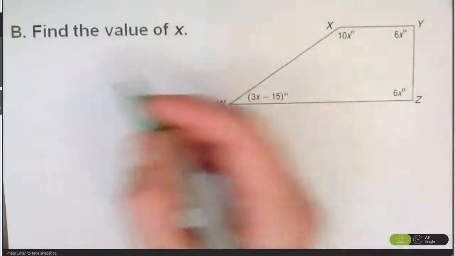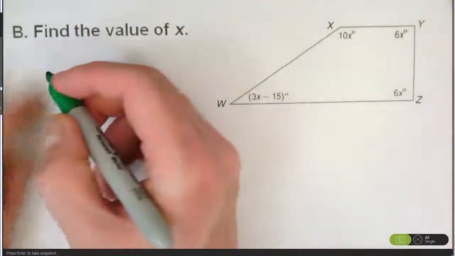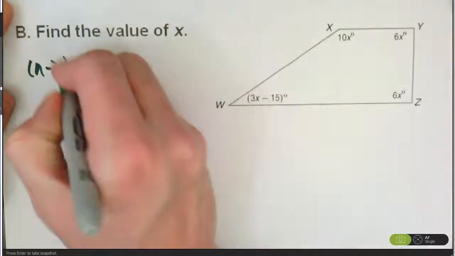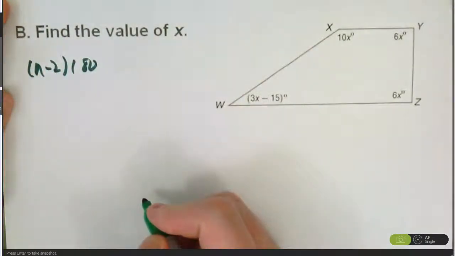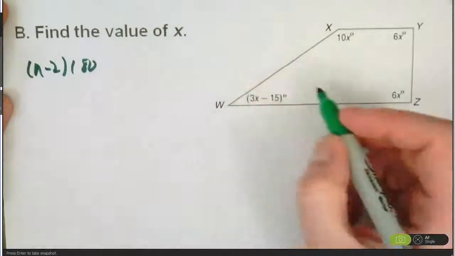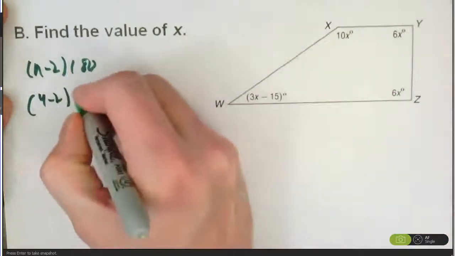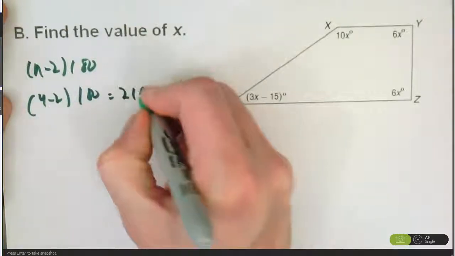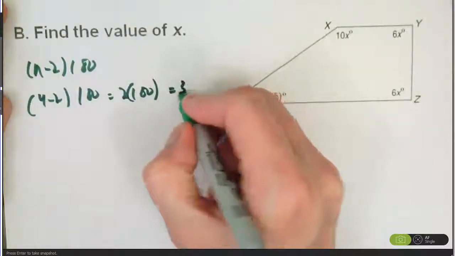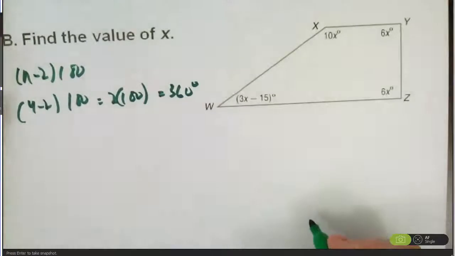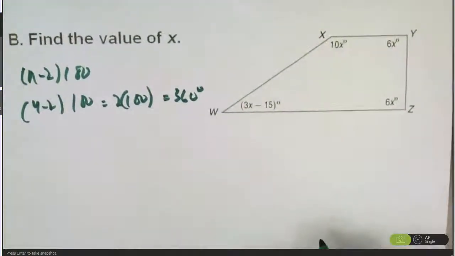But how we could do this if it weren't a quadrilateral is I can say, okay, I've got this formula, n minus 2 times 180 degrees. So let me plug in the number of sides. Well, it's 4. So 2 times 180 is 360 degrees. So there we go. I would know that there's 360 degrees on the inside.